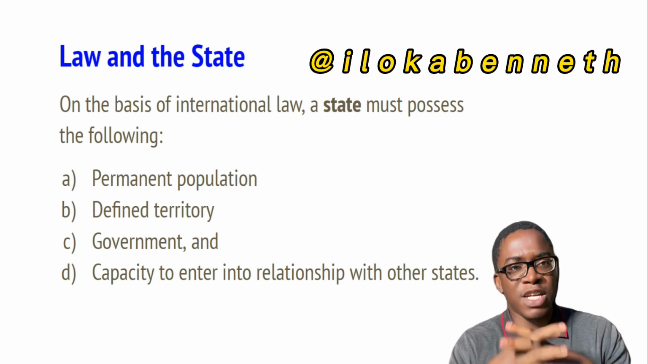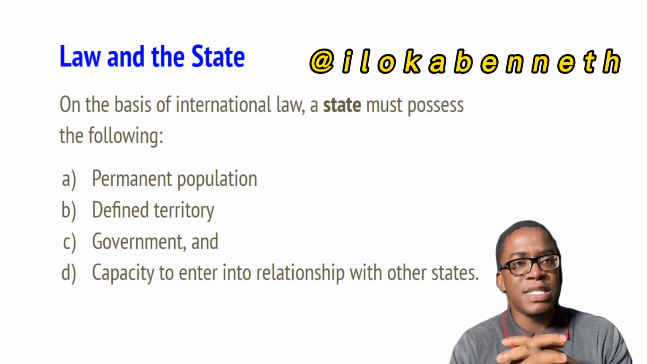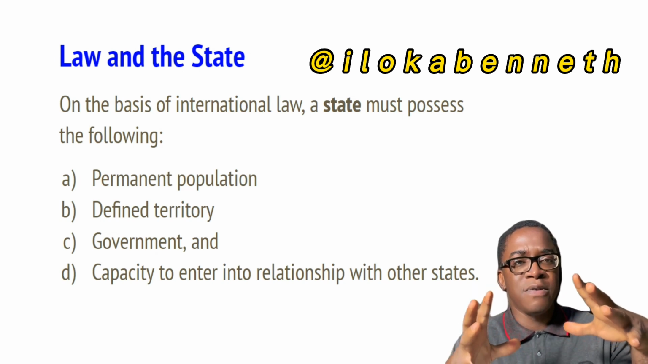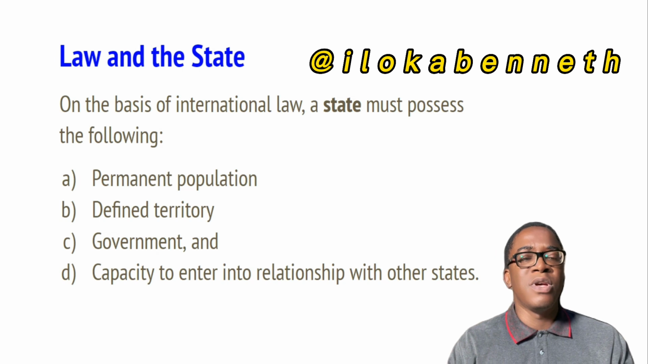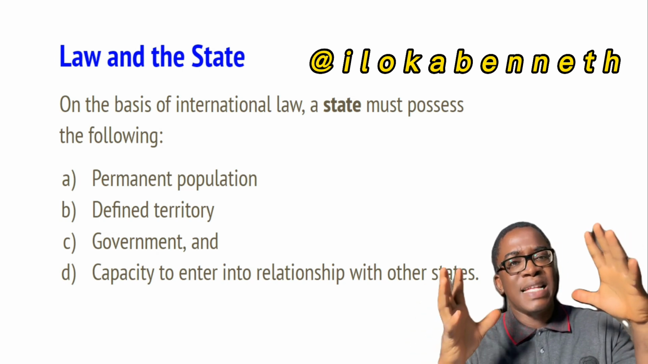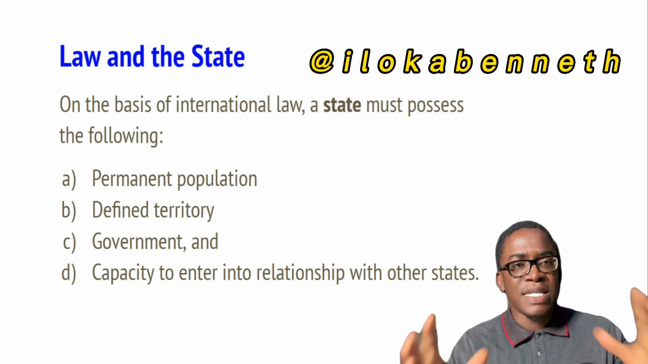Okay, but what we are trying to say here is that for a state to exist, there must be a defined territory, there must be a defined geographical location or an area that the state occupies. So Nigeria as a state has an area it occupies, and you can see that from the map.